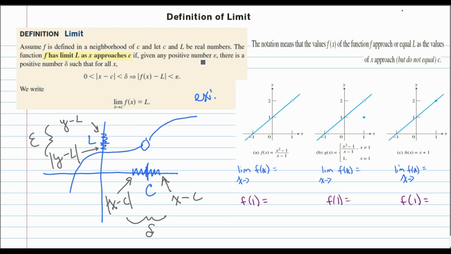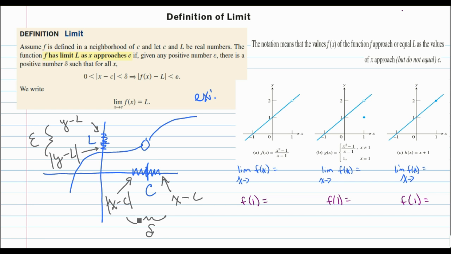Given any positive number epsilon, so epsilon will be here. This is our little window of y values. There is a positive number delta, our little window of x values, such that for all x, here we go, delta is bigger than the absolute difference between any x value and c that we plug in, which is greater than 0, which is why they have absolute value around there.